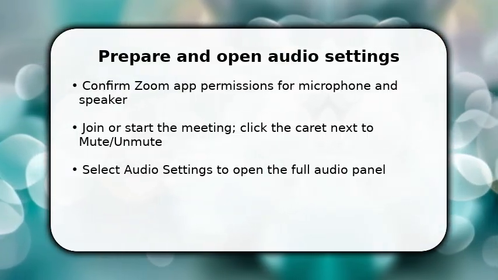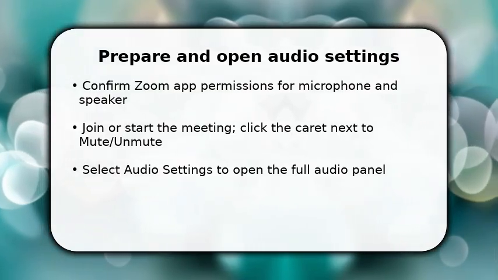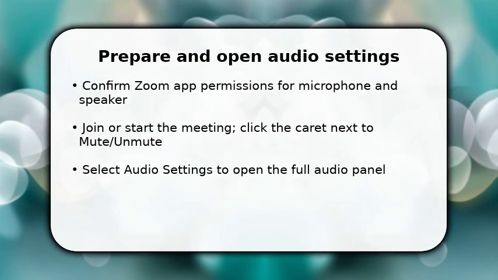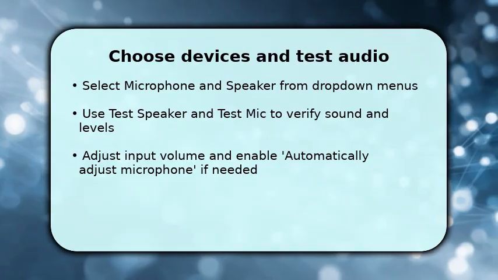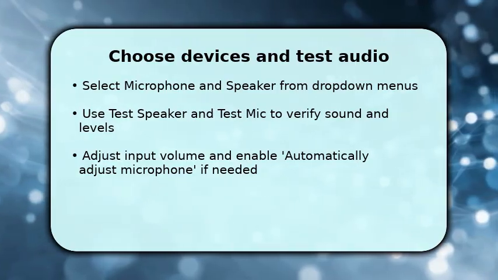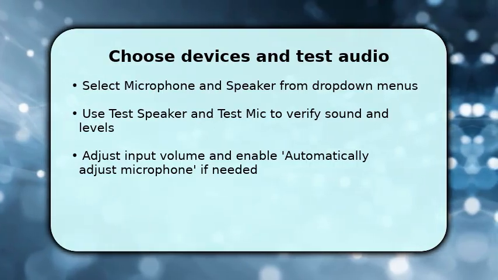This step matters because Zoom defaults to last used devices, so forcing the settings panel prevents wasting time trialing the wrong hardware. Now you choose and verify devices. From the drop-downs, pick the exact microphone and speaker you want. This avoids defaulting to a laptop mic or conference speaker.